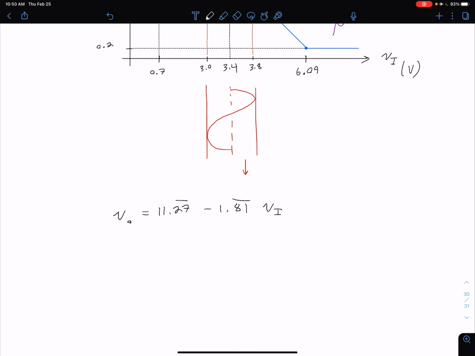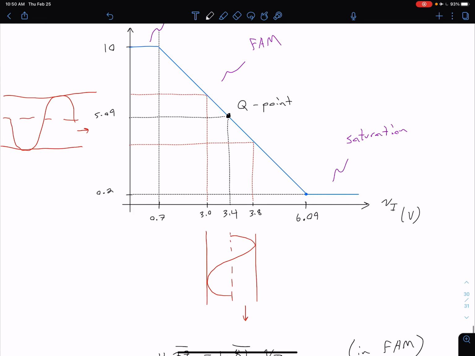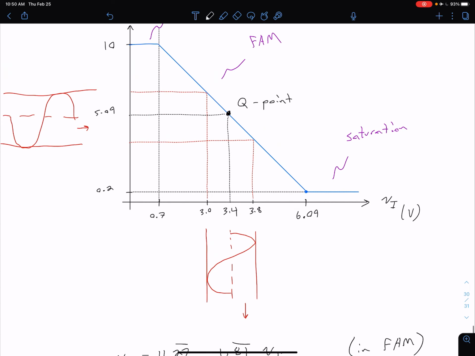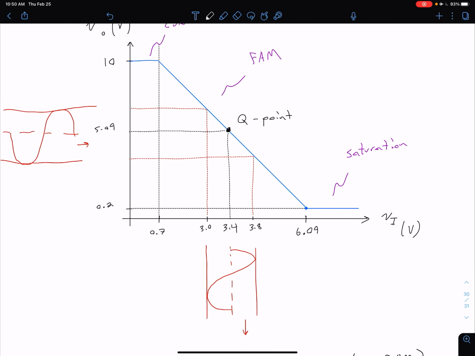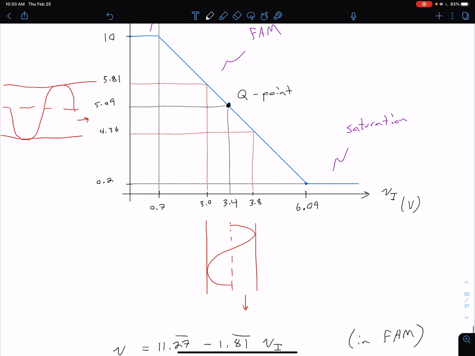And so again, this is if we're in the forward active mode. So we would have to assume we're not going into saturation or cutoff. And so we could use that equation to verify that if we have 3 and 3.8 as our two limits for our input voltage, then our output voltage is going to be varying between, on the lower end, 4.36 and 5.81. And again, keep in mind this plot isn't to scale. I'm just trying to give you a good idea of what is qualitatively happening here.